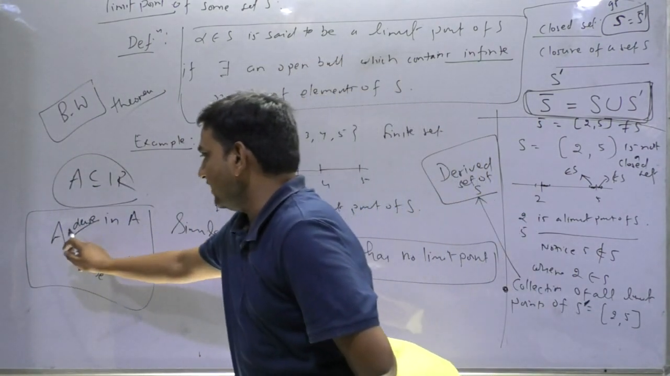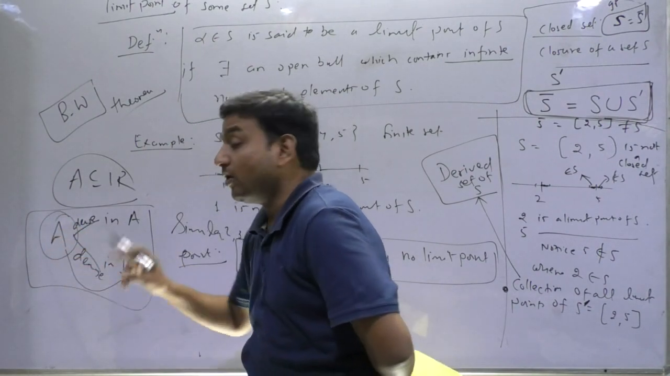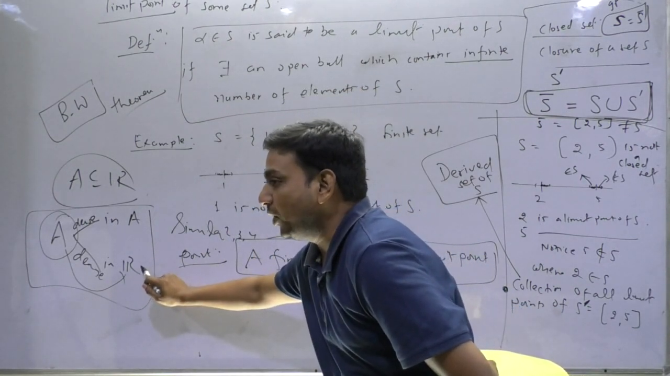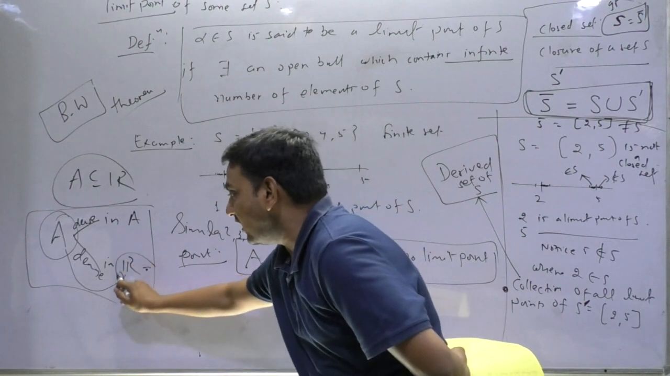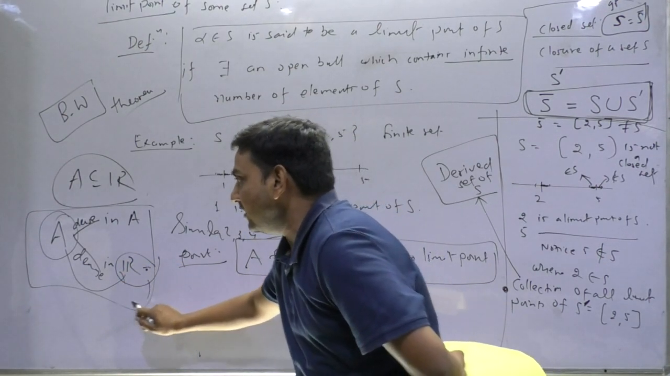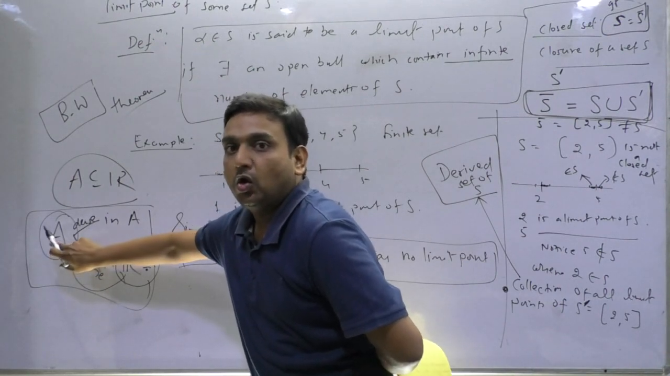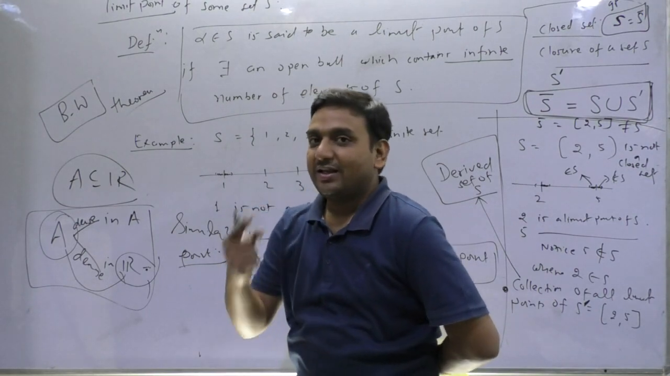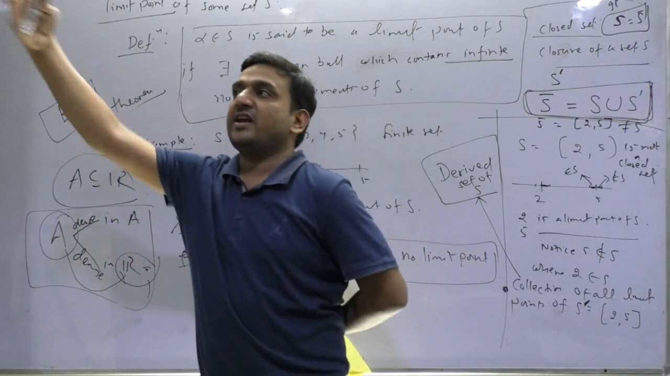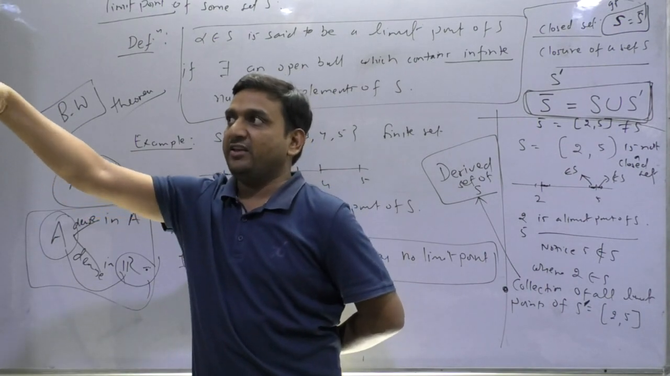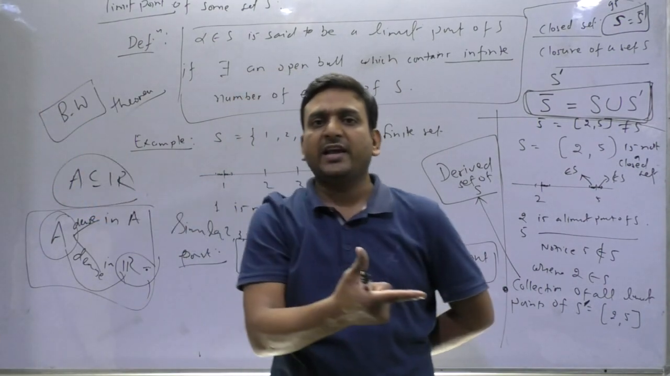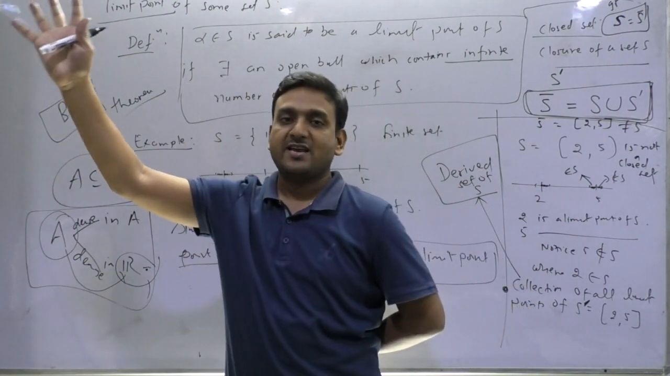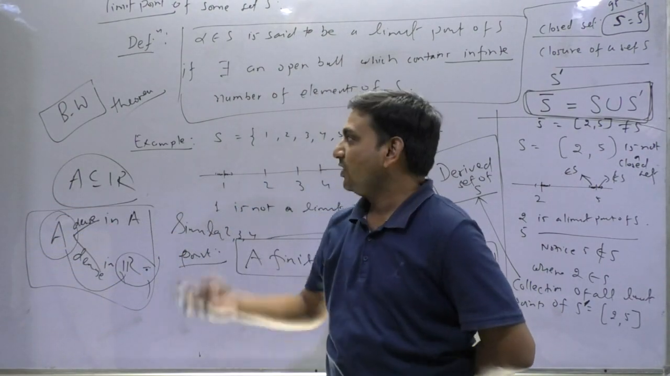Suppose that you want to check A is dense in R or not. If every point, each point of this R is either the element of the set A or the limit point of A, then A is said to be dense in X. If each point of X is either the element of A or the limit point of A, then A is said to be dense in X. Clear?